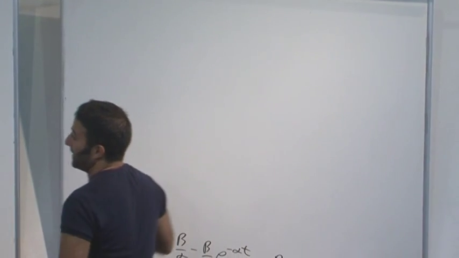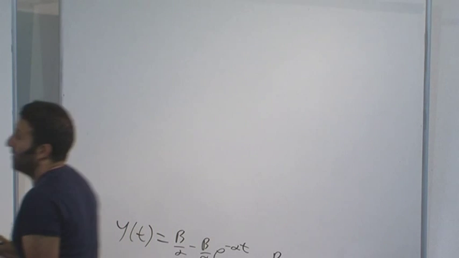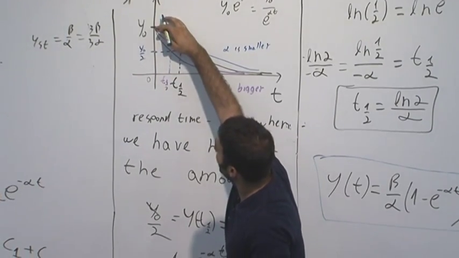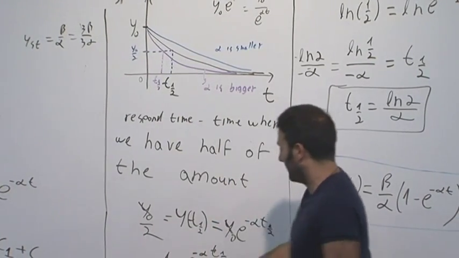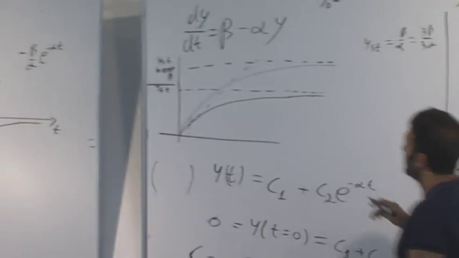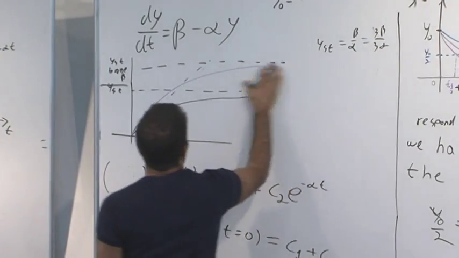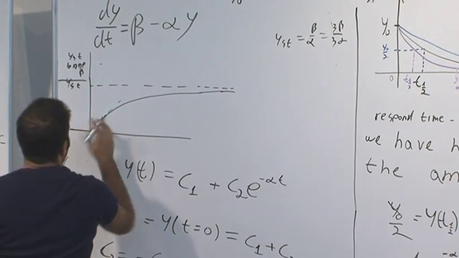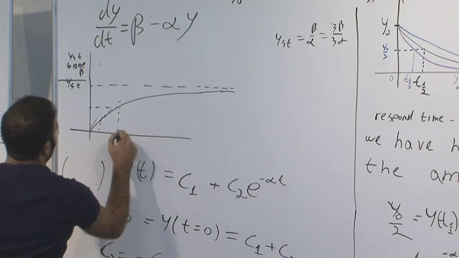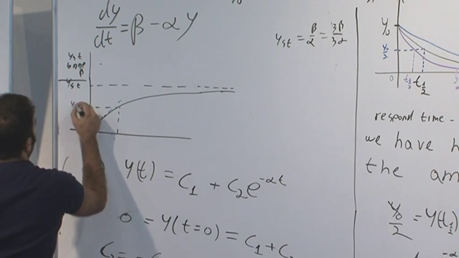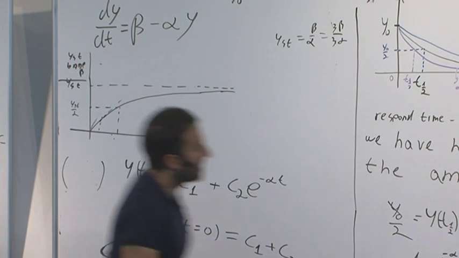Okay, so let me find the response time. Now, before, remember I told you it's the f of the amount. Before it was the f of the initial amount. It started from y0, and when we get to y0. Now, it starts from 0, and I want to ask, when will we get to the f of the final amount? Y steady state over 2.